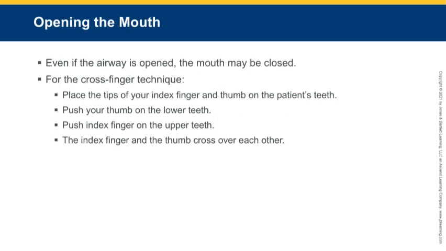Even if the airway is open, a patient's mouth may remain closed, preventing proper assessment or the placement of airway adjuncts. The crossfinger technique is commonly used to open the mouth of an unresponsive patient. To perform this technique, place the tips of your index finger and thumb on the patient's upper and lower teeth. Then, push your thumb down on the lower teeth while simultaneously pushing your index finger up on the upper teeth. This motion separates the jaws and allows access to the airway for further intervention.